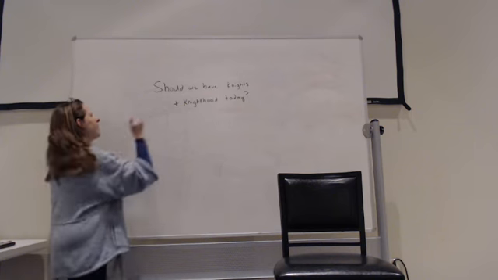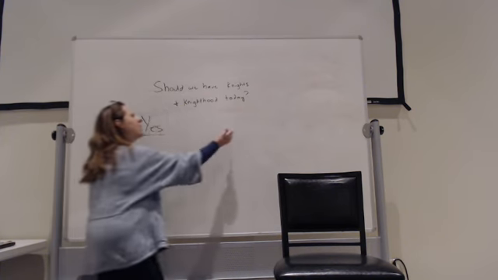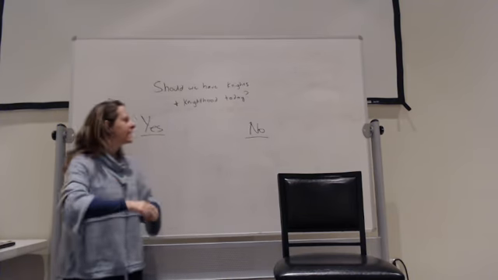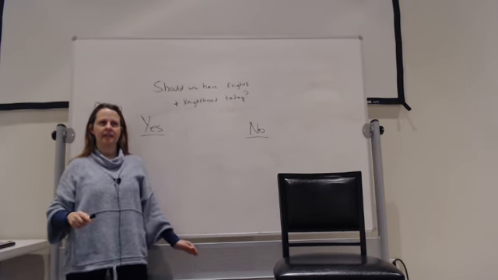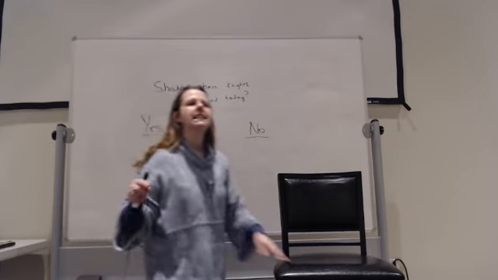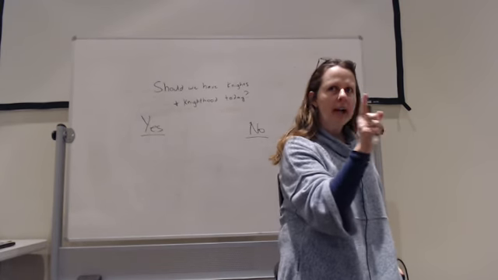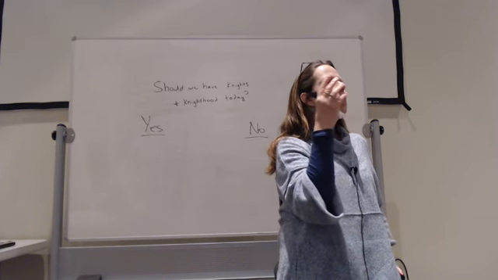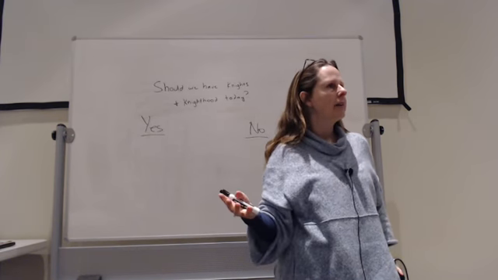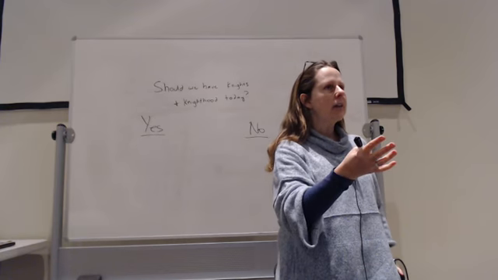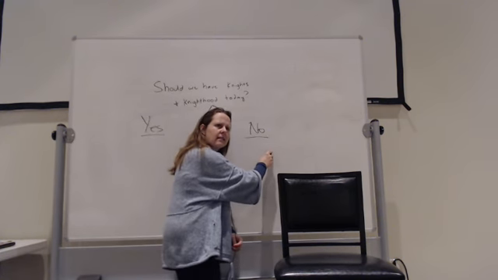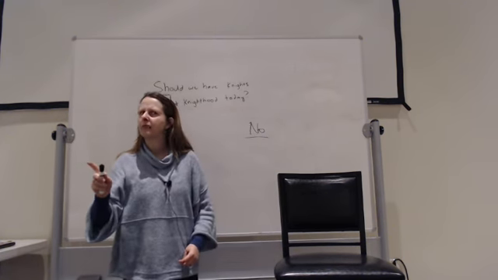I want you to have a yes column and a no column. And I want you to think of at least 10 reasons for each. Anything you think of is not too small, all right? Nothing's too trivial. Ask yourself one big question. What would happen? Look at the world the way it is now. What would happen that would make it better? What would happen that could make it worse? I'm not saying that's the only question to ask yourself, but that's a good question.